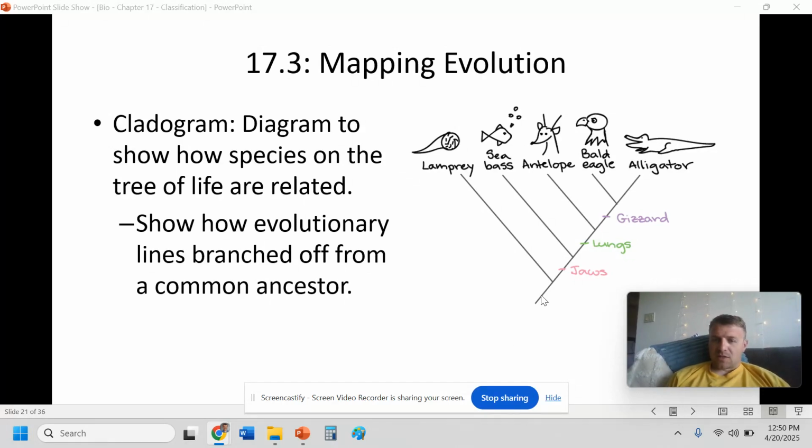You can see here, jaws are the first thing to evolve. In this case, lampreys don't have jaws, so they split off first, before the jaws evolved. The sea bass, this fish, has jaws, but it doesn't have lungs, so we put it splitting off next. Antelopes have jaws and lungs, however, they don't have gizzards, so antelopes then split off, and you can see here bald eagles and alligators both have gizzards. Sometimes, again, you'll see another set of adaptations here or even here along the way, but basically these cladograms allow us to show evolutionary history.